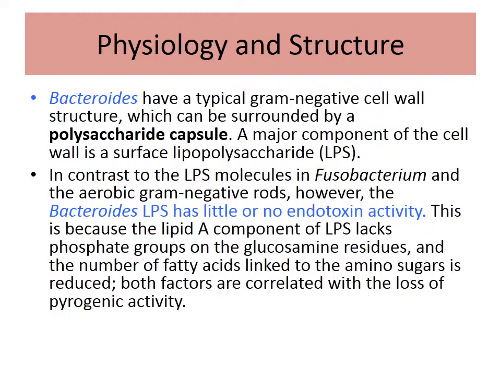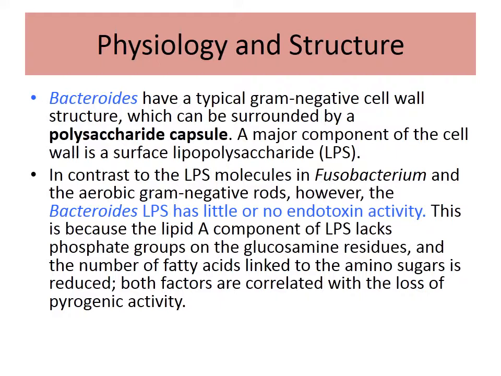Gram-negative bacteria can be as nasty as they can get, and you have a good reason, because they have an outer membrane, they have a periplasmic space, and then they have LPS. They do have a peptidoglycan layer, but that's thin. They have a polysaccharide capsule. The major component of the cell wall is lipopolysaccharide.